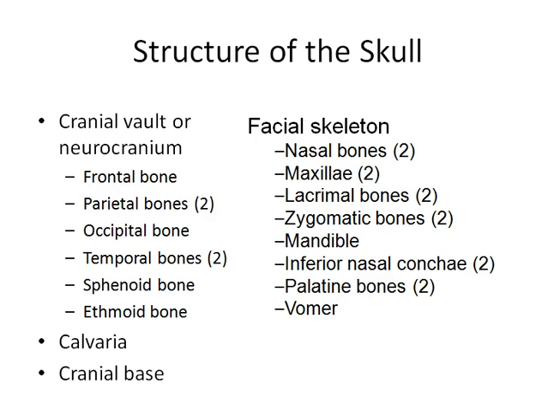The cranial vault or neurocranium surrounds the brain. It is formed by 4 single and 2 pairs of bones. See the list above. The neurocranium is divided into the calvaria or skull cap and the cranial base upon which the brain rests.